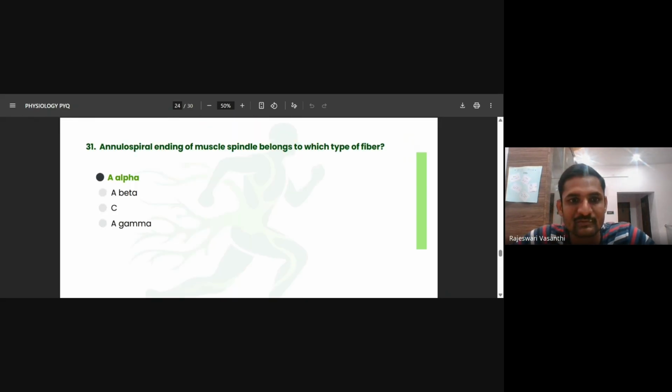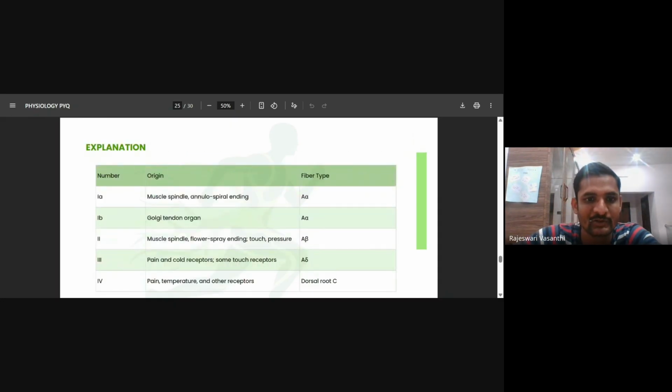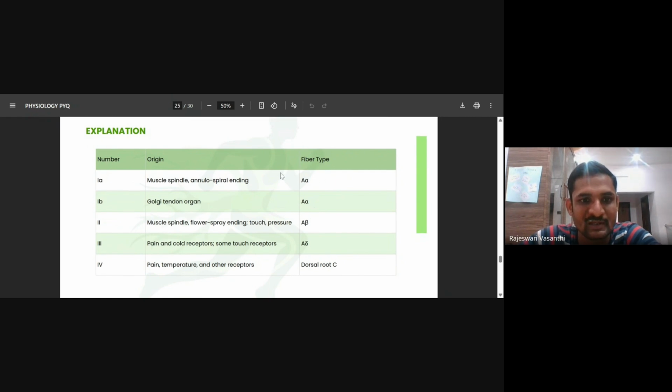Annulospiral ending of muscle spindle belongs to which type of fiber? This question is based on the Erlanger and Gasser classification of nerve fibers. Choices given are A alpha, A beta, A gamma, and type C fibers. So the answer is A alpha. A alpha fibers are seen in muscle spindle in the annulospiral ending. A alpha fibers are also seen in Golgi tendon organ.